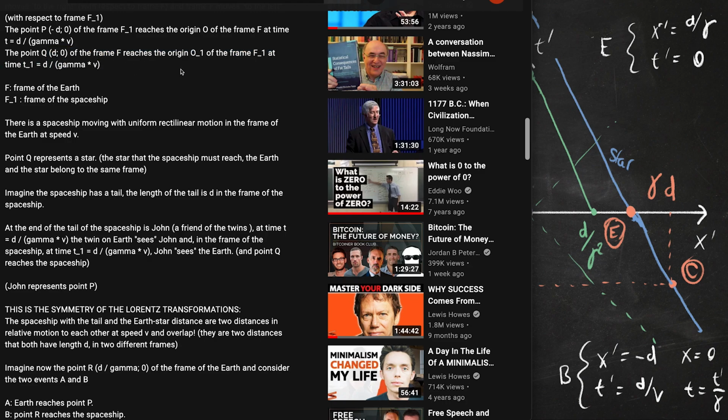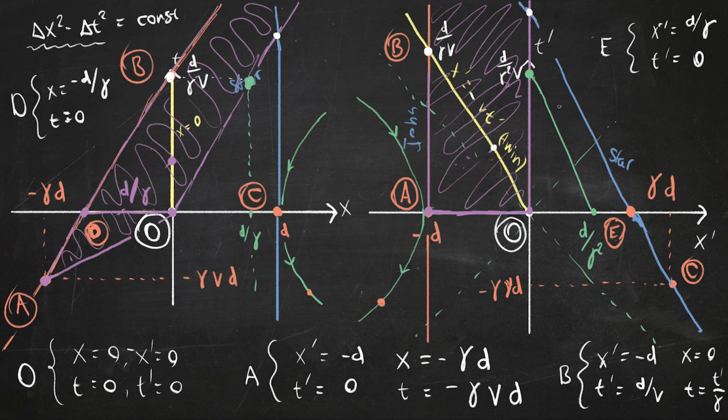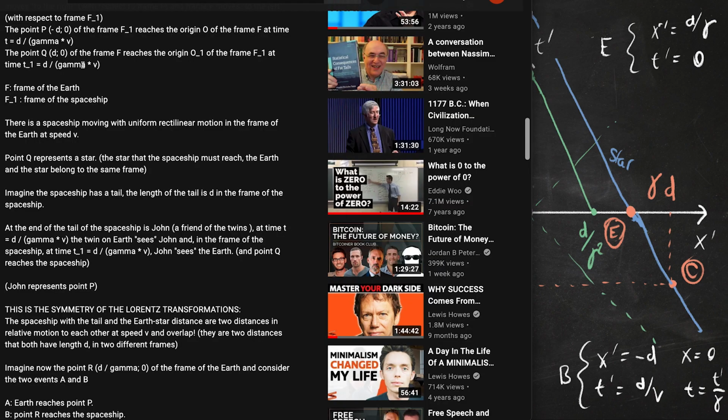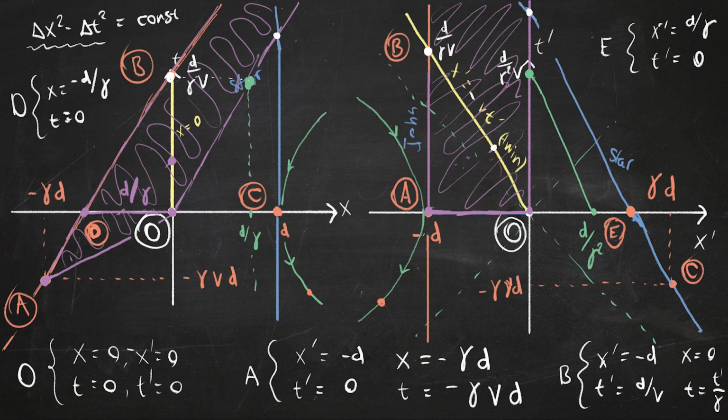So why are we saying D on gamma V? That's the time of this event in the unprime frame, isn't it? Because you have a length contracted distance of D on gamma here. But over here you have a length of D. So the time here would be D on V for that event there.